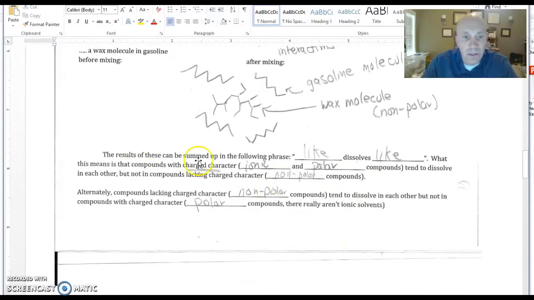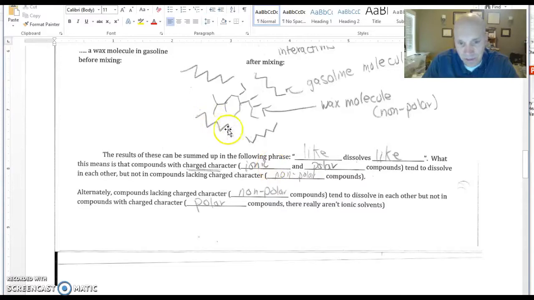All right, so these results can be summed up in this phrase, like dissolves like, which means that things like to dissolve in things that are similar to themselves. All right, so compounds with charged character, which means ionic or polar covalent compounds, tend to dissolve in each other, but not in things that don't have that charged character, nonpolar compounds.